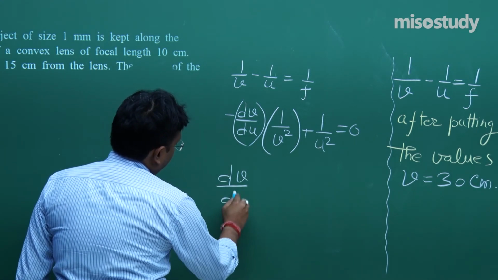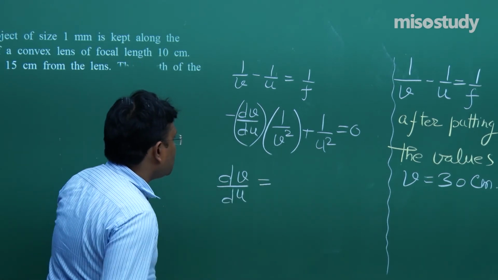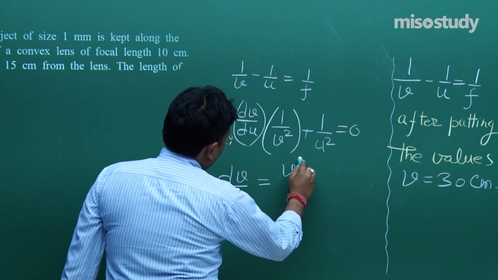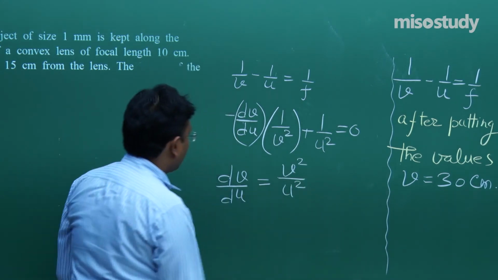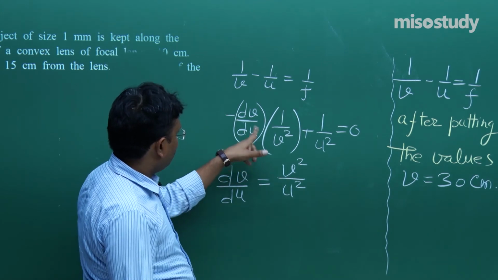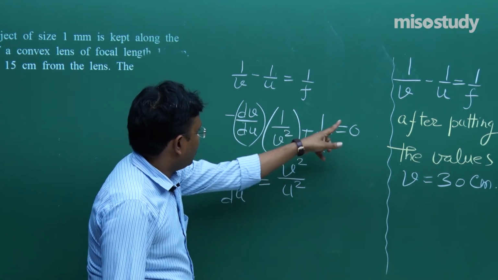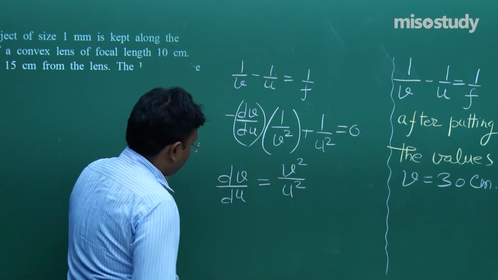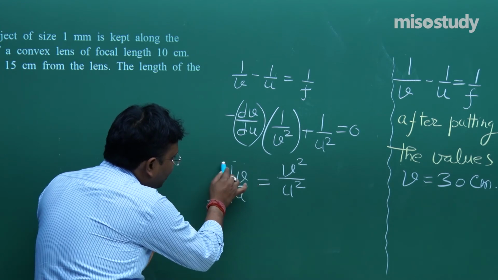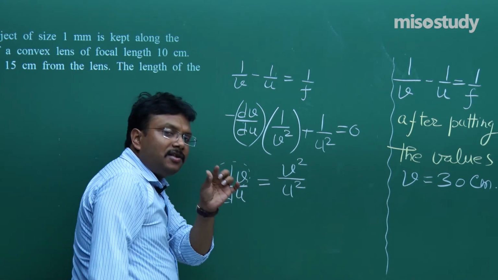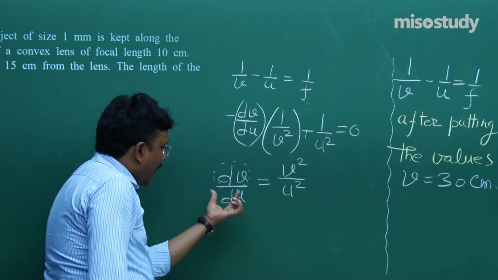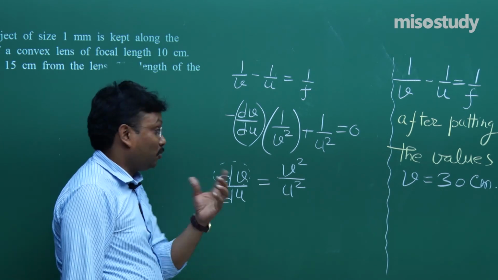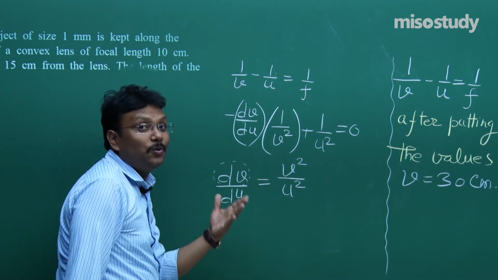From here I can write dV by dU is equal to V square upon U square. The minus sign gets cancelled. Now this dV is the length of the image and dU is the length of the object, not the position of the object. So these two new terms, I hope you learned them.